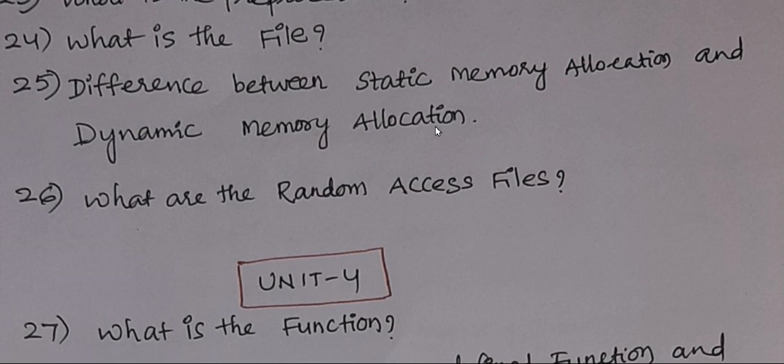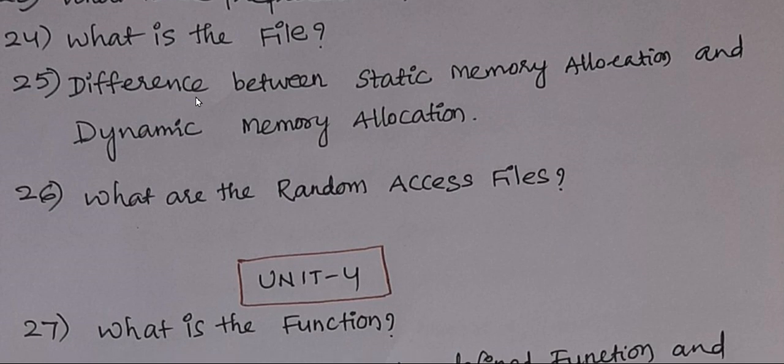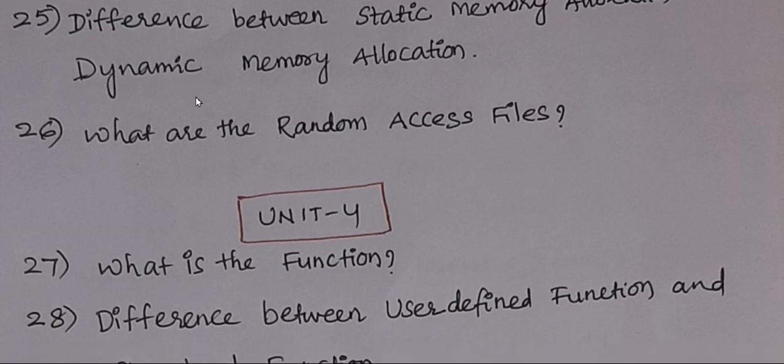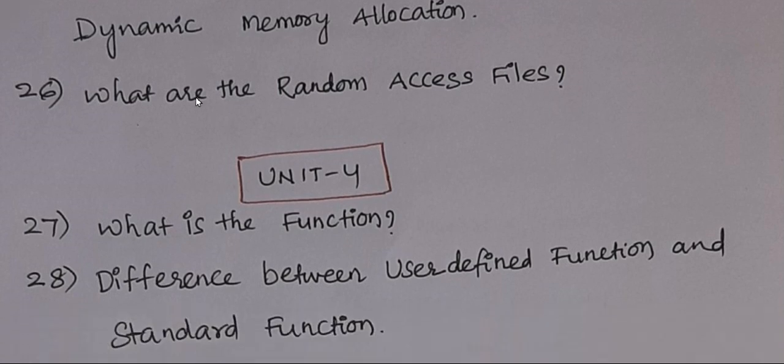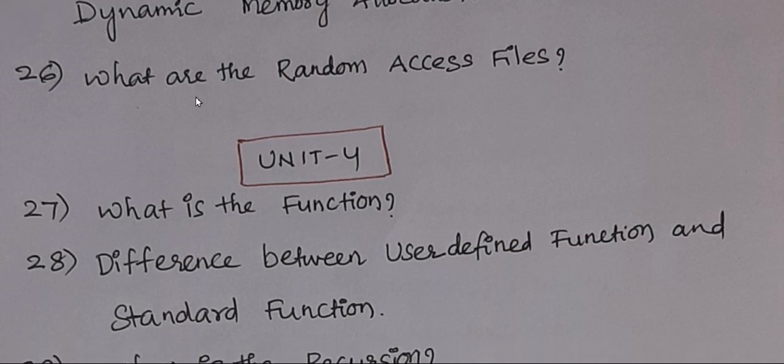What is the file? We store permanently in the storage devices, that is the file. What is the static memory allocation? What is the dynamic memory allocation? Sometimes it will be asked difference between static memory allocation and dynamic memory allocation. Next, what are the random access files? fseek, ftell, rewind are the random access files.